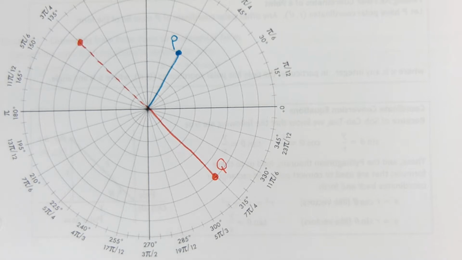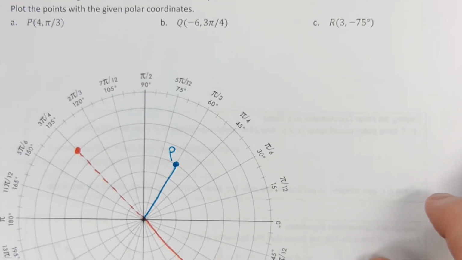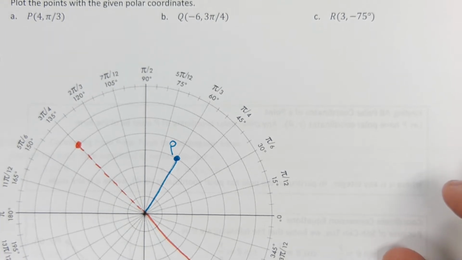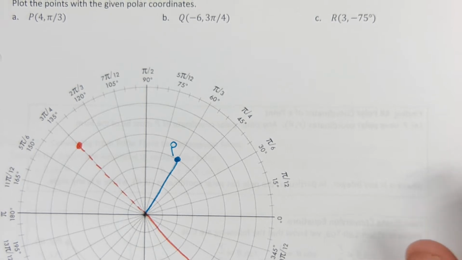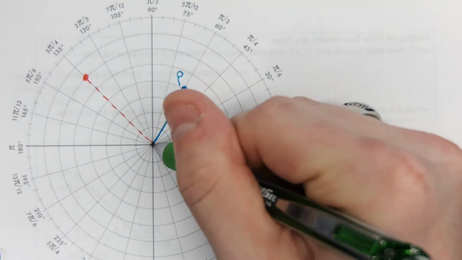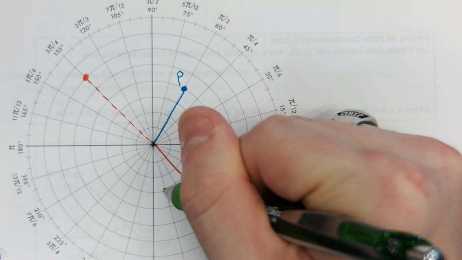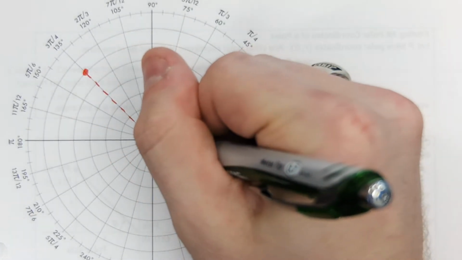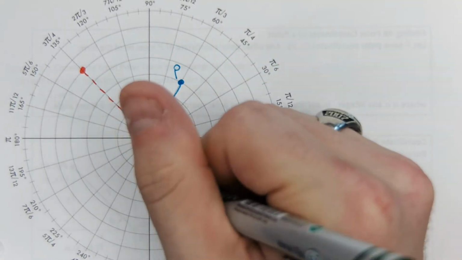And the last one I'll do in green, that is 3 comma negative 75. That one's actually in degrees. Negative 75 degrees, well, that means go clockwise. That's all that means. So go clockwise 75 degrees, which is basically the same thing as saying 360 minus 75. What is it? 285. So we go down to 285 and we count out 3 rings. 1, 2, 3. We ask ourselves, is that positive or negative radius? It's positive radius, so no reflecting. You just throw it on there. And that one is point R.